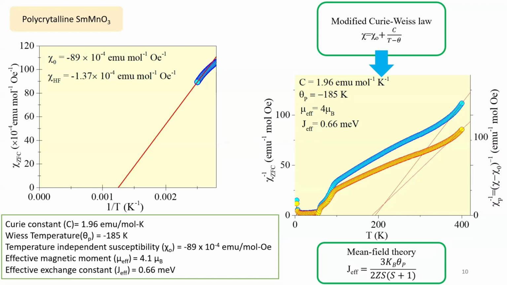The formula is shown below: J effective is equal to 3 kB times the Weiss temperature divided by 2Z S(S+1), where Z is equal to 2, and the charge is plus 3.